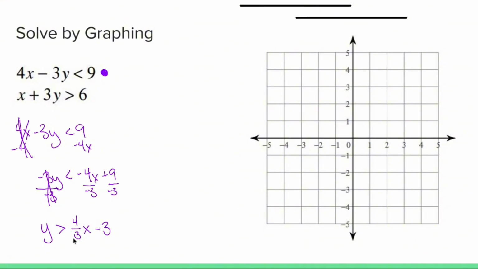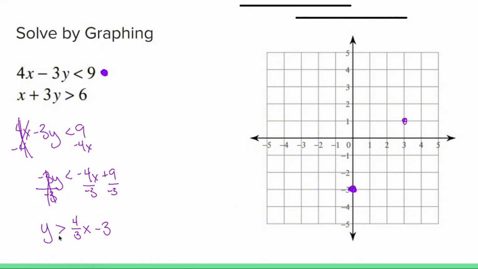Let's graph that. My y-intercept is negative 3. Put a dot on negative 3 on the y-axis. My slope is 4/3, so up 1, 2, 3, 4, right 1, 2, 3. And can I do it again? Up 1, 2, 3, 4, right 1, 2, 3. Nope. Can I go down 4, left 3? Nope. So those are my only 2 points. No big deal. I only need 2 points when I graph.